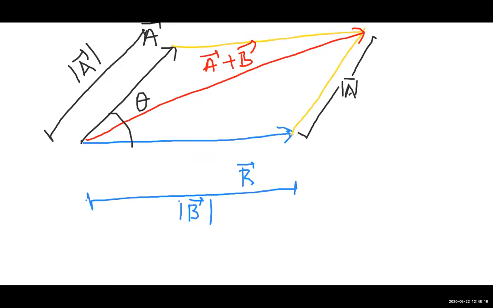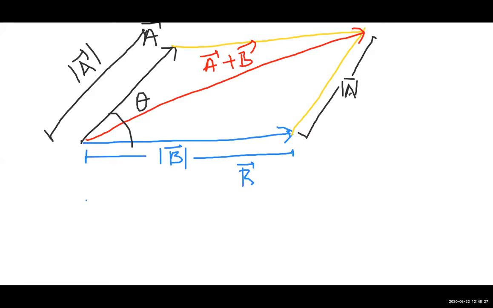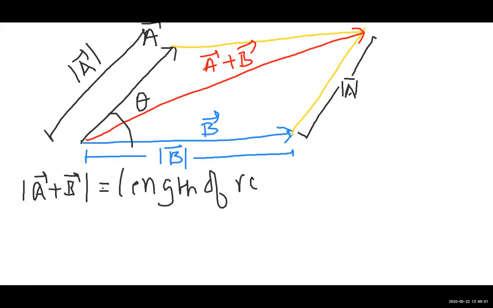Right? And what I want to do is that I want to find the value of magnitude of A plus B. मेरे को ऐसा कुछ चाहिए. Basically, मेरे को red arrow की length चाहिए. Right? So this A plus B is nothing but the length of the red arrow. कैसे निकाले भाई length of the red arrow?